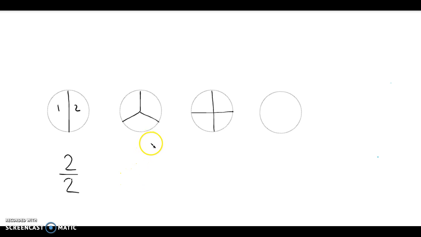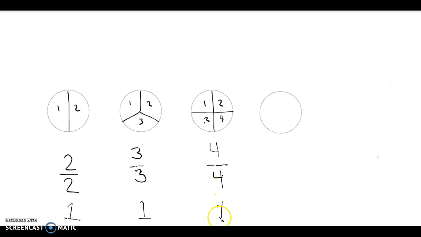If we move on to this fraction circle right here, this one is cut into 3 pieces. So if I wanted to eat this whole thing, how many pieces would I have to eat? I'd have to eat 1, 2, 3. So I'd have to eat 3/3. And that would be the same as eating 1 whole pizza. This one right here, hopefully you're starting to see the pattern. There are 4 pieces and I'd have to eat 4 of them to eat a whole pizza, so that would be 4/4.